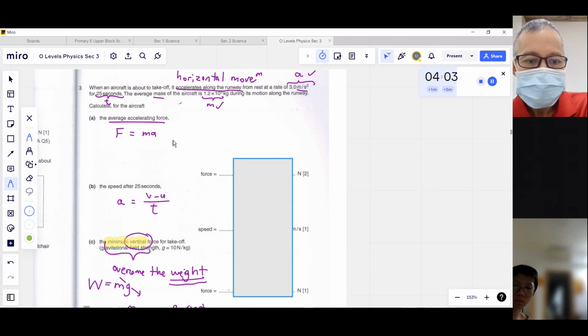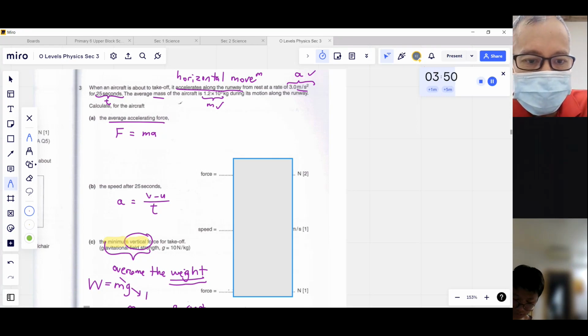Jingjie, can you remember what's the value for G? For what? G. 10. Yes, good. Better still, remember the unit.